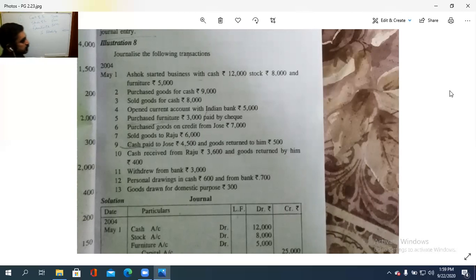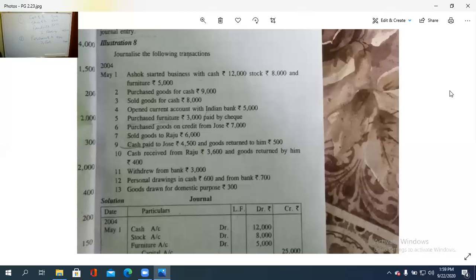In the capital account or Ashok's capital account, you can write it either way, both are fine. You can write capital account or Ashok's capital account, isn't it? Then purchased goods for cash, same, which day? So purchases account debtor to cash, so it is 9,000.